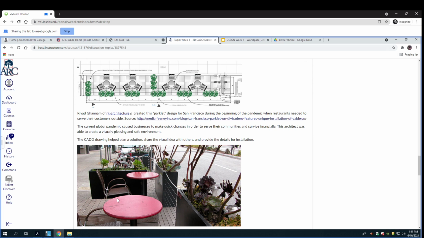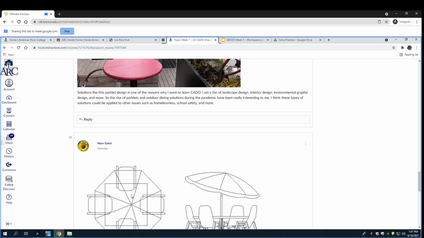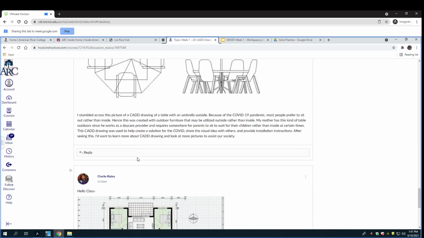There's the little tables, the chairs. It's pretty neat. Here's another one that was similar to that. What would this layout look like? And can people be apart? Can they be together? You know, how would you set this up? Where is it? How much does it cost? How far apart is everybody?